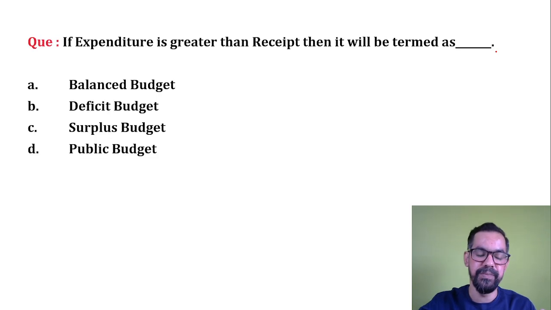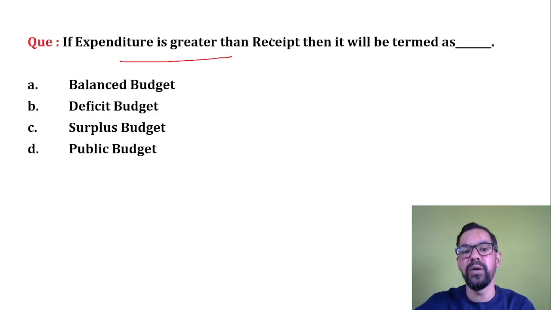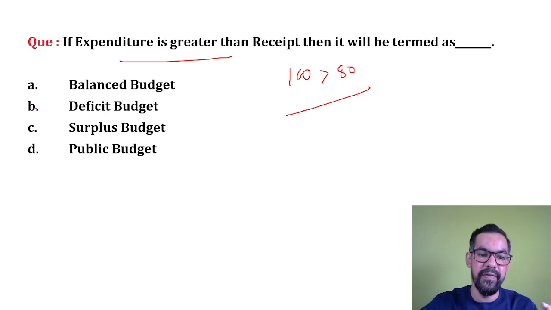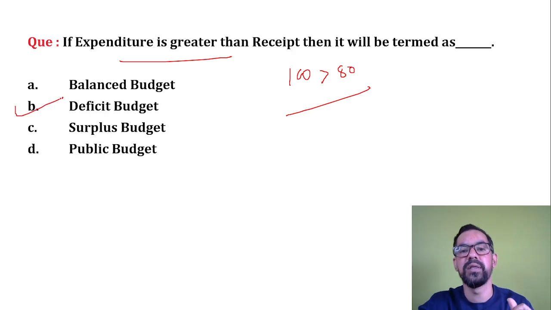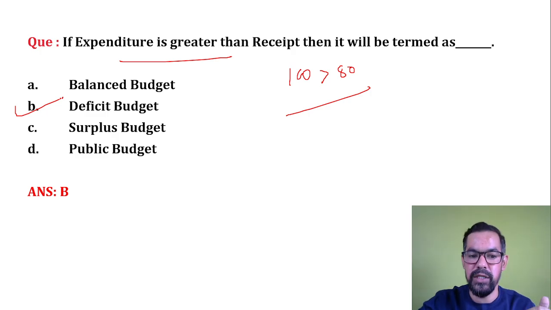Okay, next one. If the expenditure is greater than receipt, then it will be termed as, so when your expenditure, let's say, is 100 crore and your income is only 80 crore, this is generally known as budgetary deficit. So it is called deficit budget. Okay, so option B will be the right answer for this one.